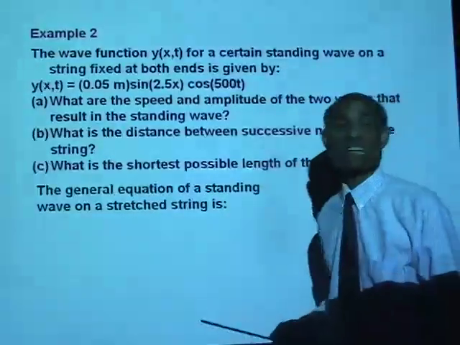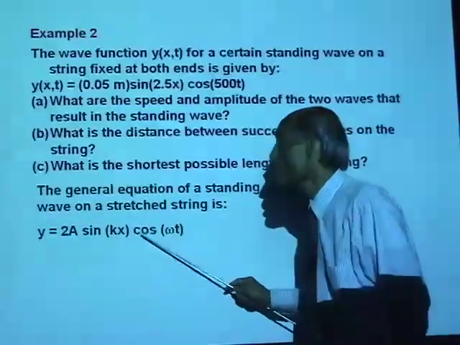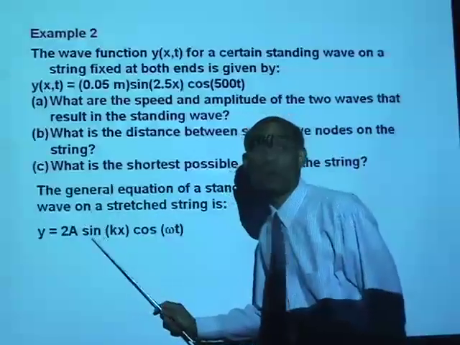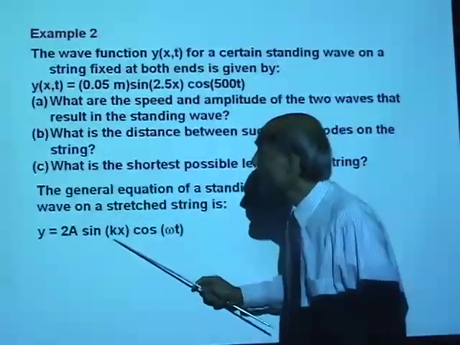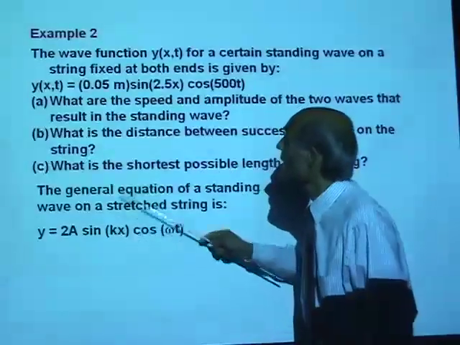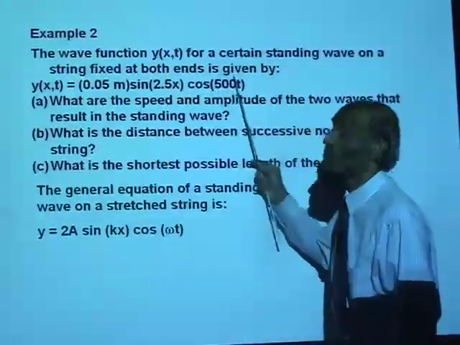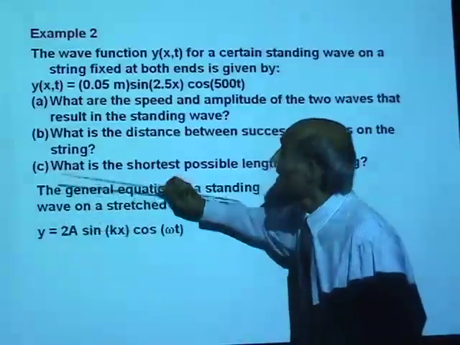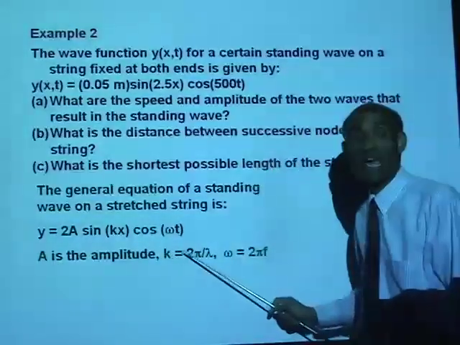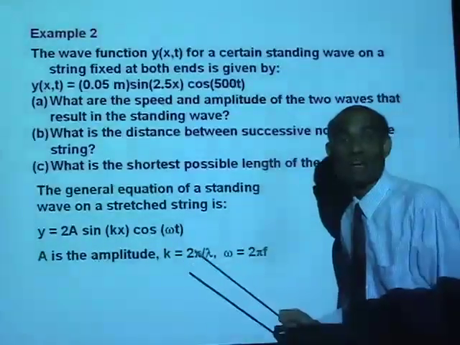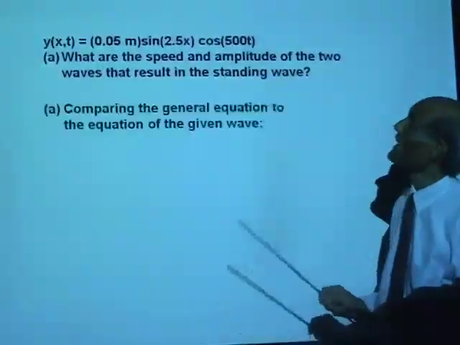The general equation for a standing wave on a string is y equal to 2a sine kx cos omega t. That means, compare this with the given equation. 2a equal to 0.05 meter. K equal to 2.5, is that right? Kx, 2.5x. K equal to 2.5. Omega equal to 500. You can see the wealth of information contained in the equation of the wave. A is the amplitude, k equal to 2 pi by lambda is the wave number, and omega equal to 2 pi f. Alright, let's now pick the values and do this problem.